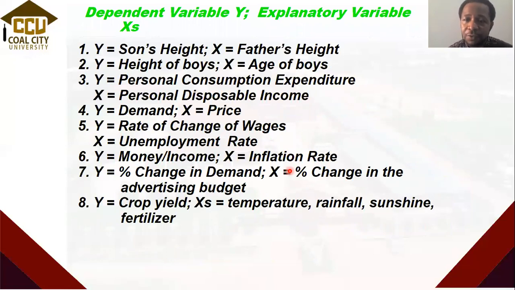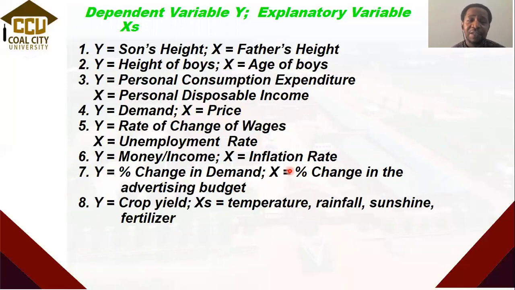Now, take for example, if you're given two variables, like the son's height and the father's height, you don't need a soothsayer to tell you that the dependent variable here is the son's height, while the explanatory variable is the father's height. Because the height of the son is supposed to be dependent on the father's height. If the father has the gene of a very high height, under normal circumstances it is expected that the son will take the gene of the father, and as such, he is supposed to be taller also.